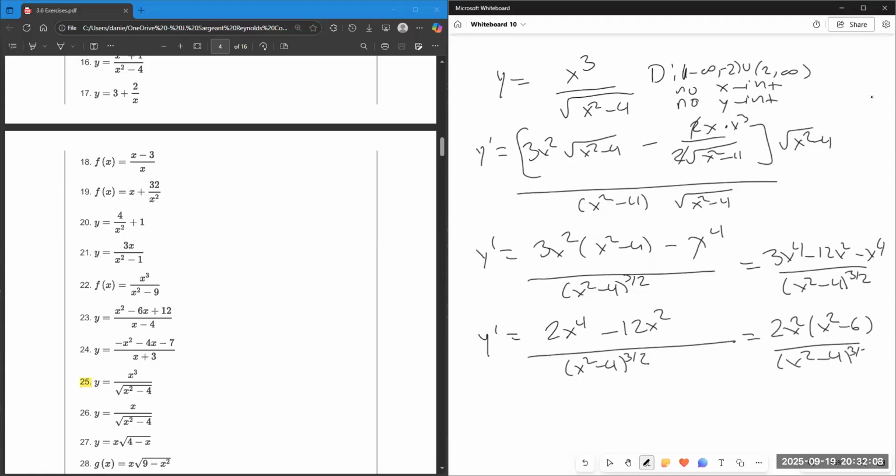So I have critical numbers, not 0, because that's not in the domain. Let's see, root 6 is bigger than 2, so yes, plus or minus root 6. Negative root 6 is smaller than negative 2. Positive root 6 is bigger than positive 2.